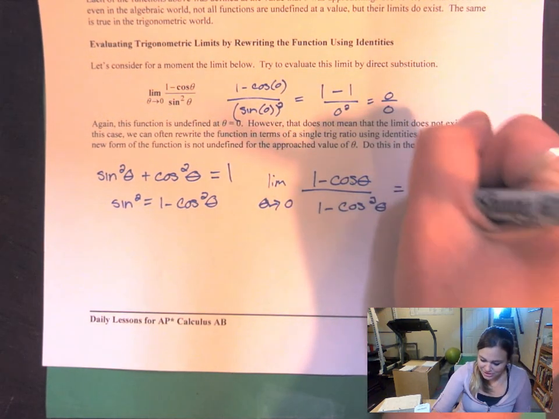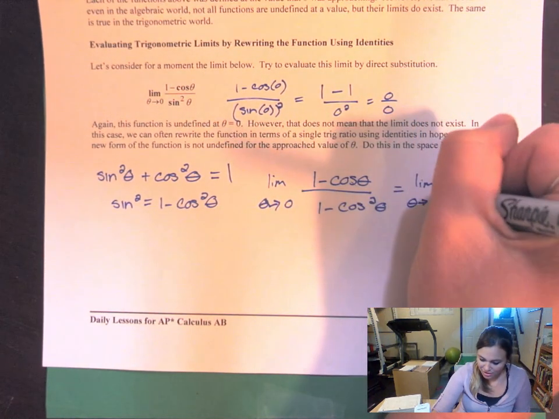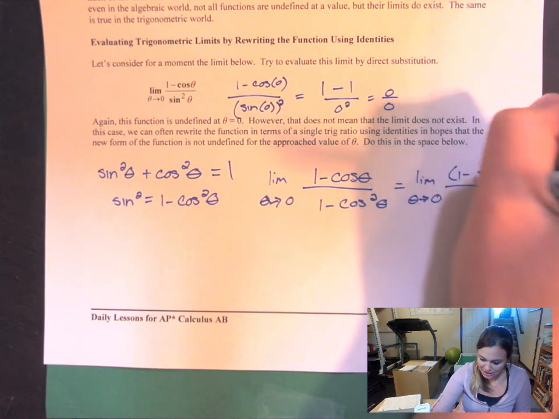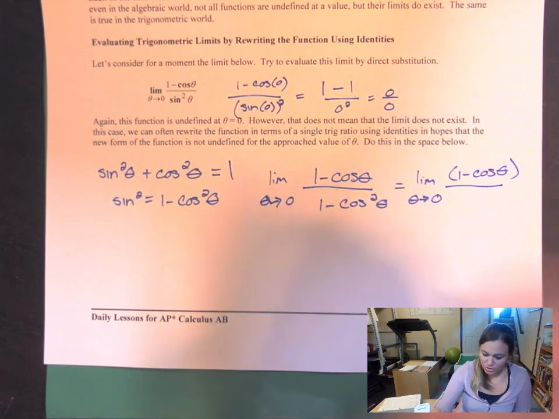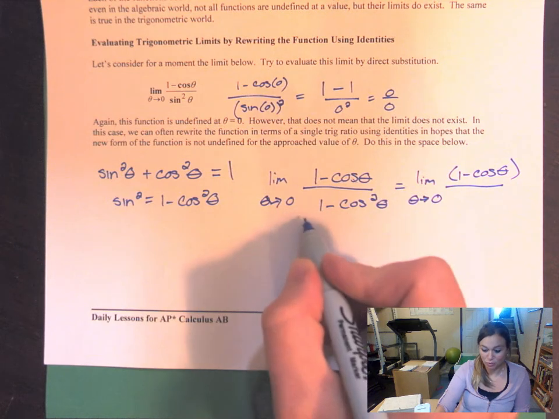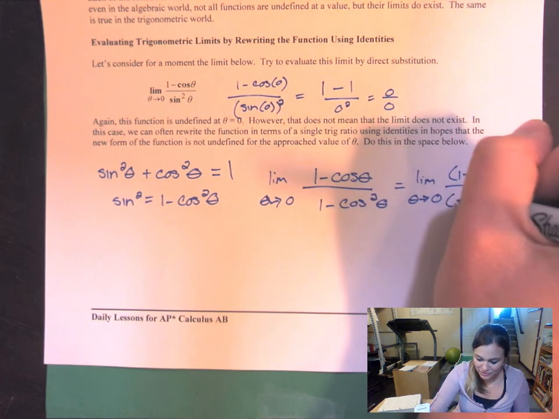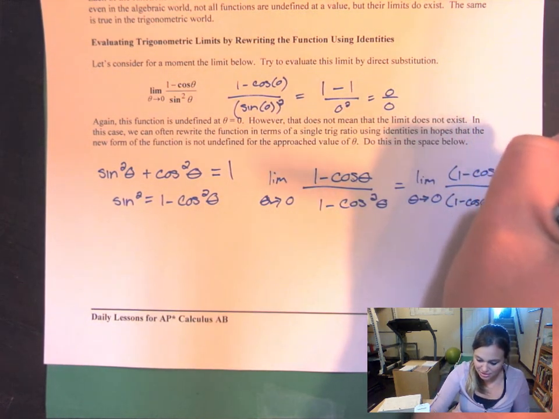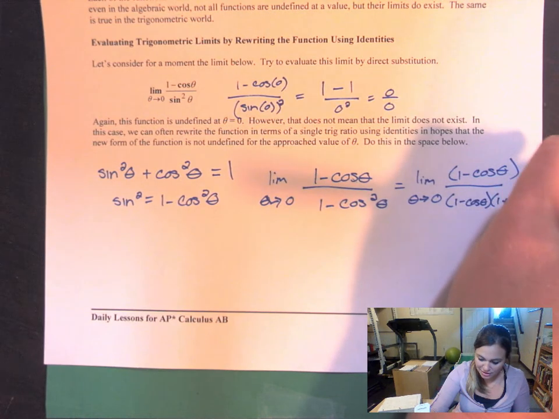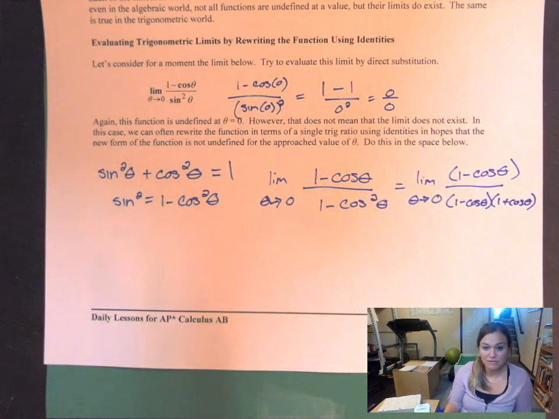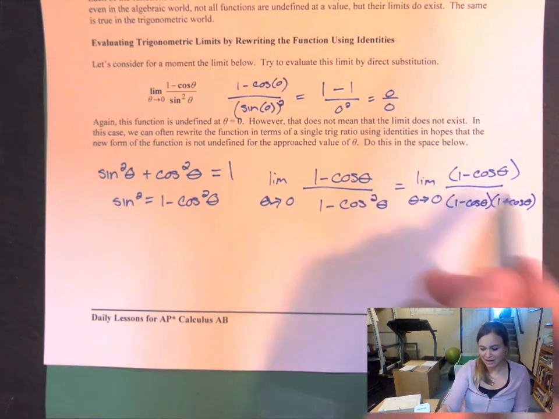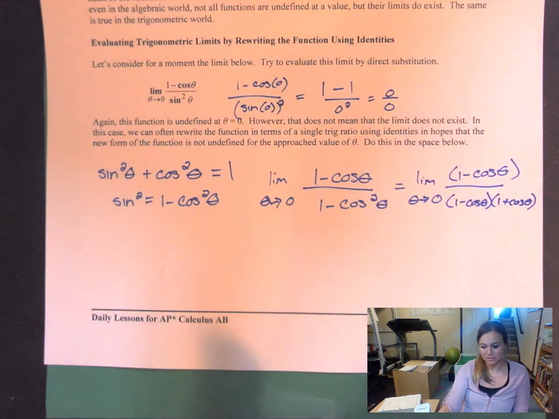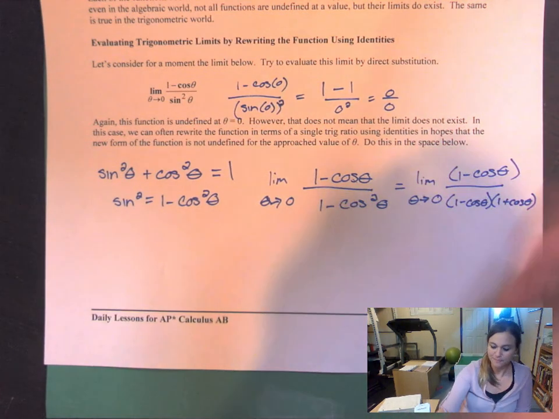The limit as theta approaches 0. The numerator is 1 minus cosine. Cosine squared is a perfect square. 1 is a perfect square. This is the difference of perfect squares. So 1 minus cosine of theta times 1 plus cosine of theta. If you need to stop and look at that and actually multiply this out to agree with me, do that. That's the beauty of video.